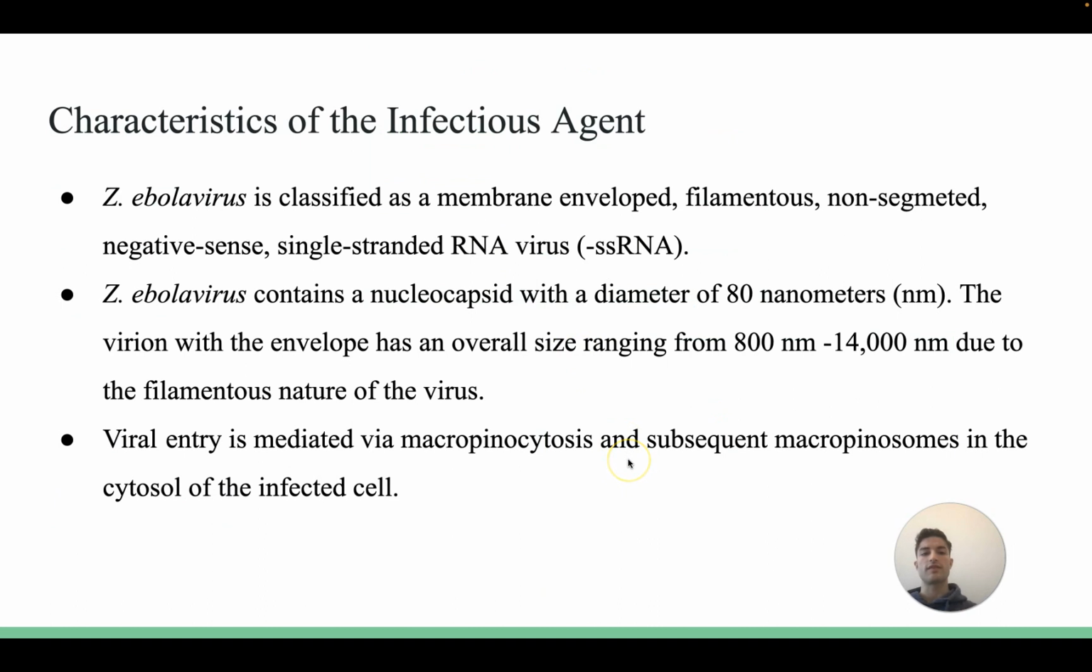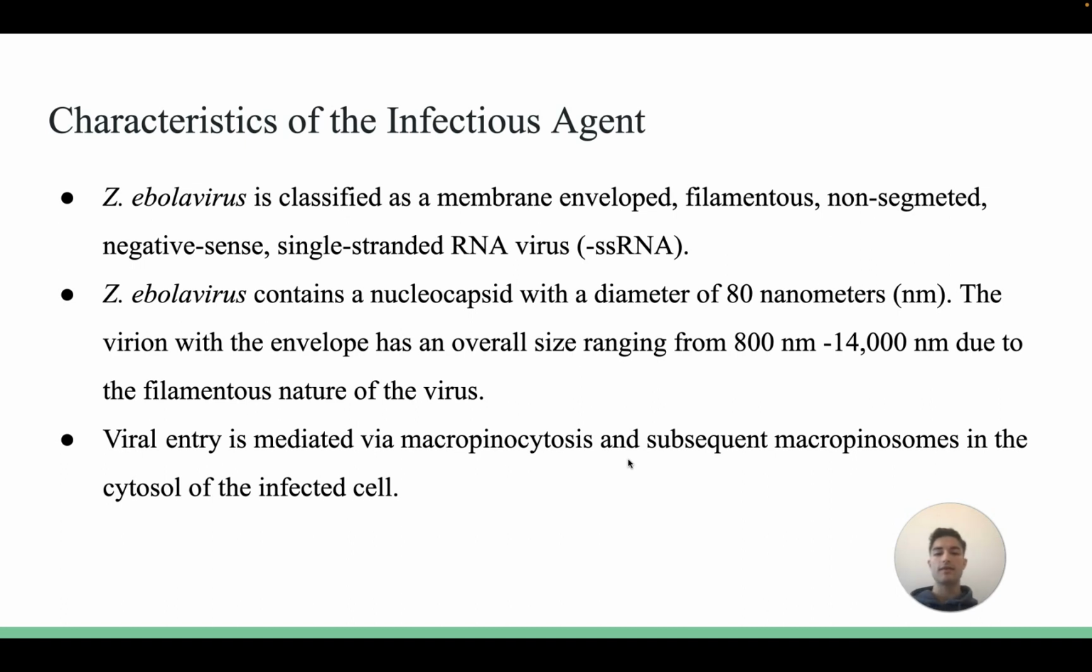So, characteristics of the infectious agent. Zaire Ebola virus is classified as a membrane-enveloped filamentous non-segmented negative single-stranded RNA virus, which is a bit of a mouthful. It contains a nucleocapsid with a diameter of 80 nanometers, and a virion with the envelope has an overall size ranging from 800 nanometers to 14,000 nanometers due to the filamentous nature of the virus. So there's quite a wide variety in the size of this virus.